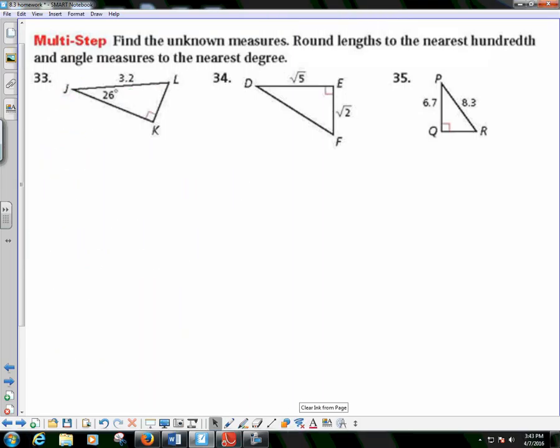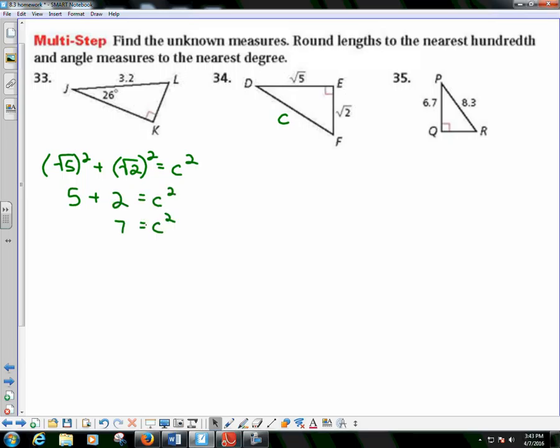For 34, I have the square root of 5, the square root of 2, and I need to know df. Let's just bang that out of the way. df is the hypotenuse. So the square root of 5 squared plus the square root of 2 squared equals c squared. The square root of 5 squared is 5. The square root of 2 squared is 2 equals c squared. C squared equals 7. I take the square root of both sides. C equals the square root of 7.